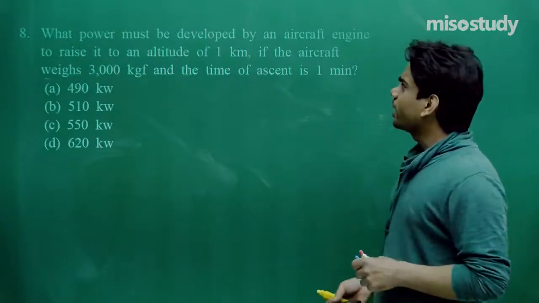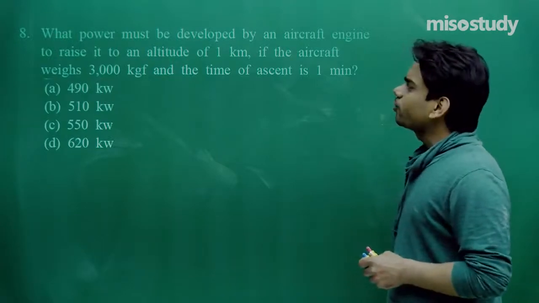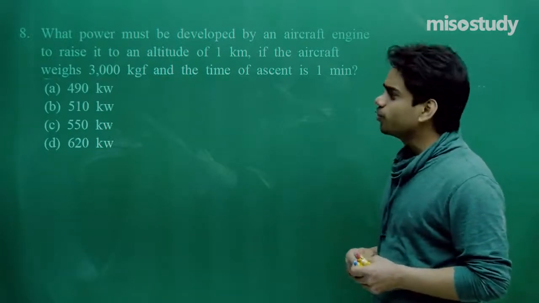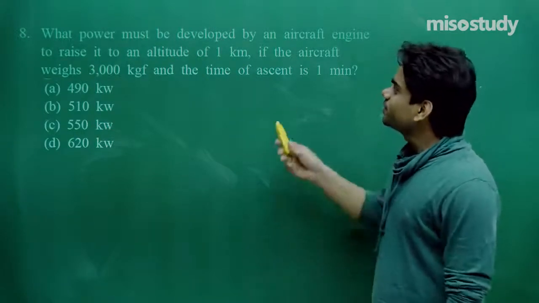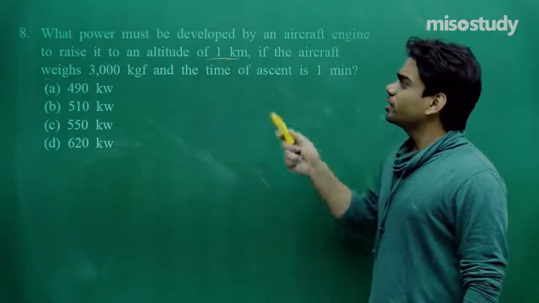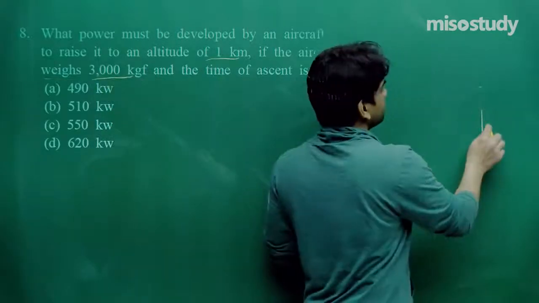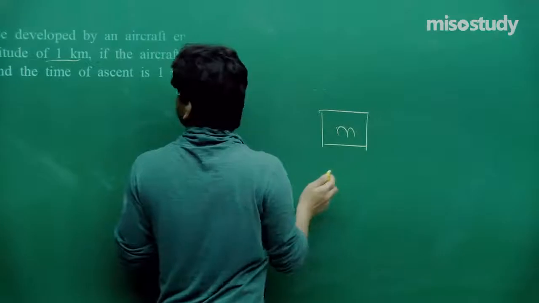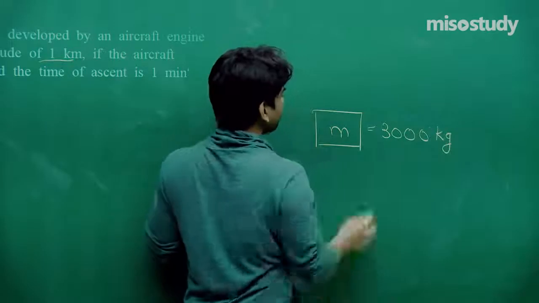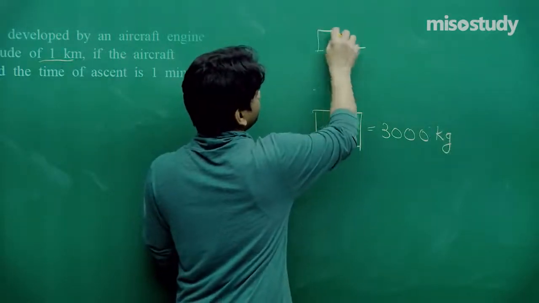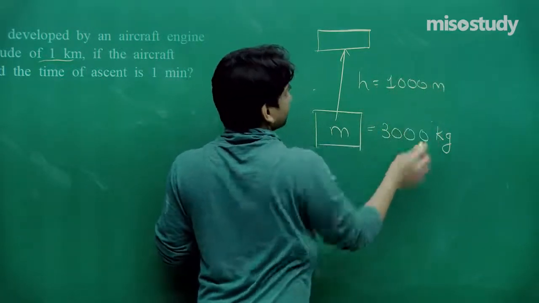What power must be developed by an aircraft engine to raise it to an altitude of 1 kilometer, if the aircraft weighs 3000 kgf, that is kilogram force, and the time of ascent is 1 minute? First of all, to raise it to an altitude of 1 kilometer, its weight has been given as 3000 kilogram force. This is the mass that has been provided as 3000 kg. You have to lift it through a certain height. This height is given as 1 kilometer, that is 1000 meter.